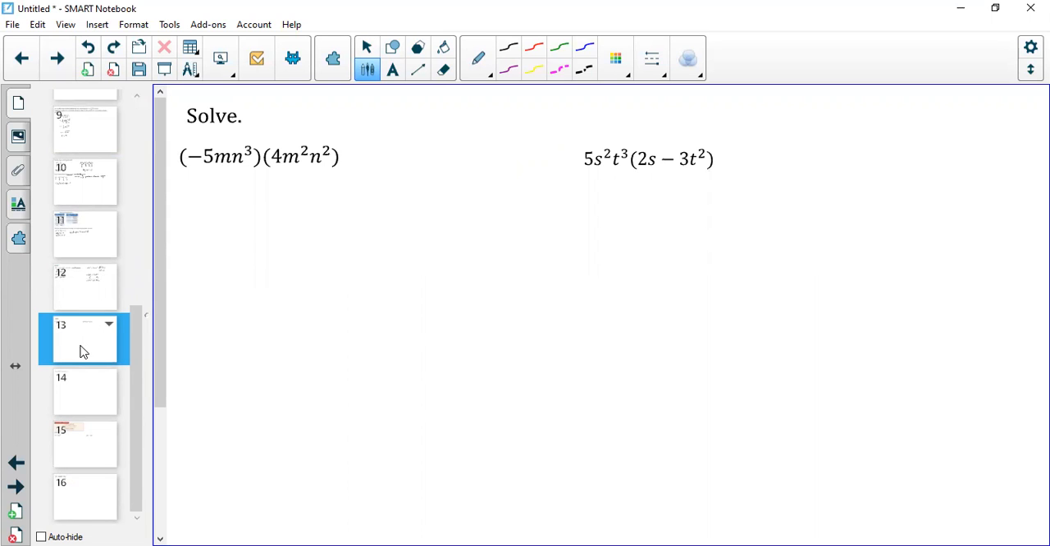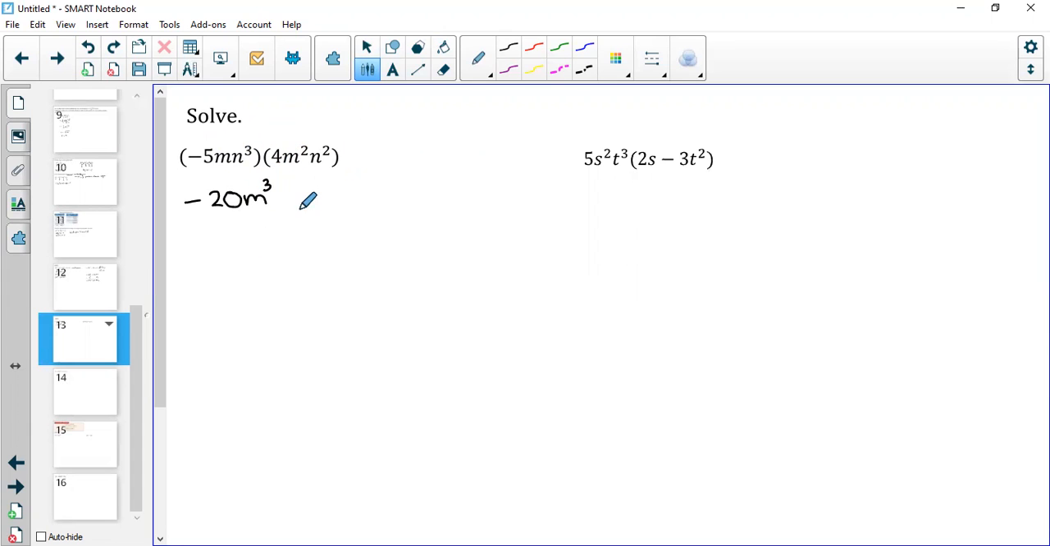Now this is for multiplying. You're going to multiply these monomials. So first multiply the numbers. Minus 5 multiplied by 4 will give you a negative 20. Then m multiplied by n squared is going to give you an n cubed.